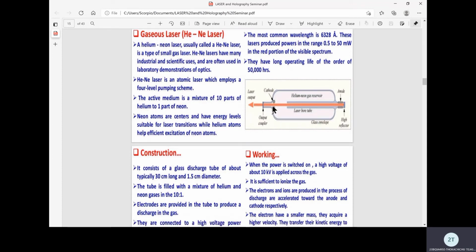As you can clearly see here, unlike in the Ruby laser experiment, optical pumping is not given here, but electrical discharge or electrical pumping is used, by giving cathode and anode connections to the ends of this glass envelope, and the bore tube is kept inside this tunnel, and we have a high reflector and output coupler here.